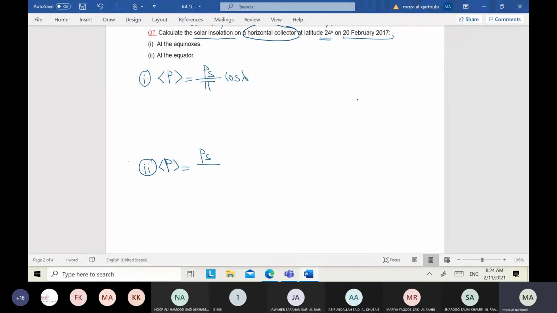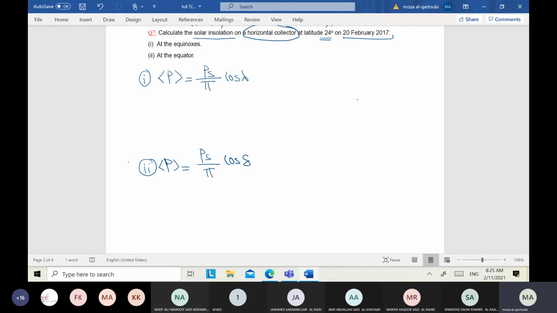We can find delta depending only on the number of days. We have the number of days from the given date, 20 of February. So we'll find these two answers. Clear? Now we need the value of the angle we have. We can find delta and lambda given directly. But how do we substitute PS?